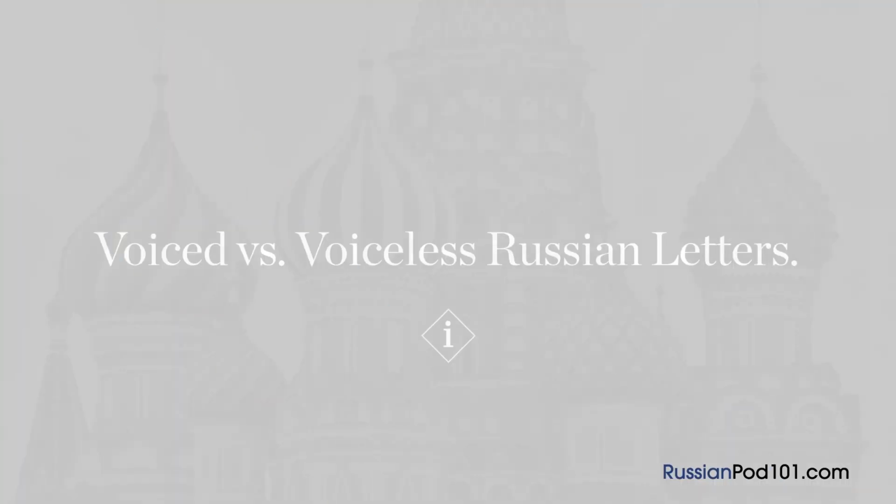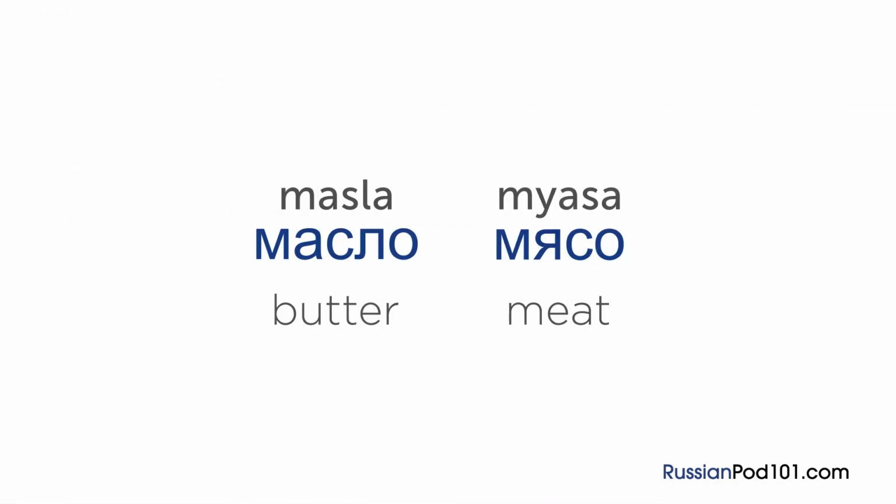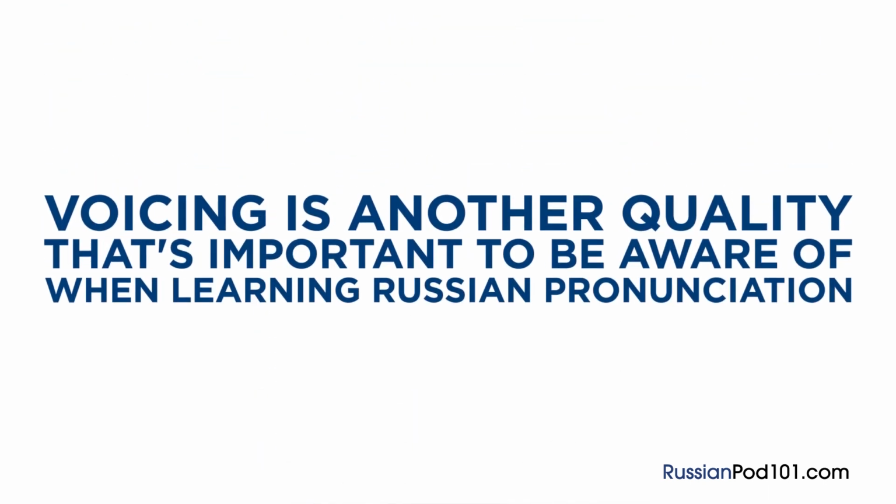The many contrasts between hard and soft consonants and vowels is what gives Russian its distinct gliding sound. We saw before how a relationship exists between letters and sounds based on their hardness. Voicing is another quality that's important to be aware of when learning Russian pronunciation.